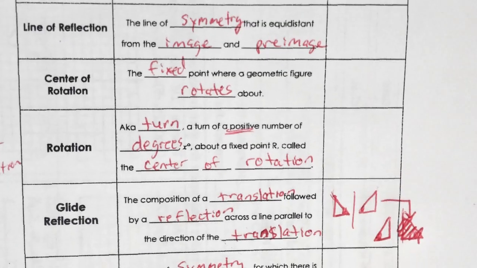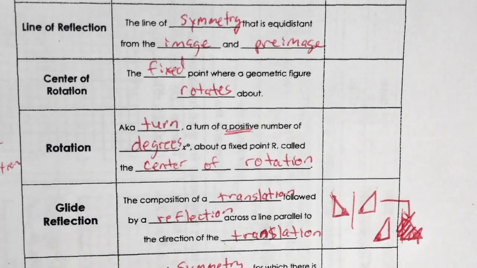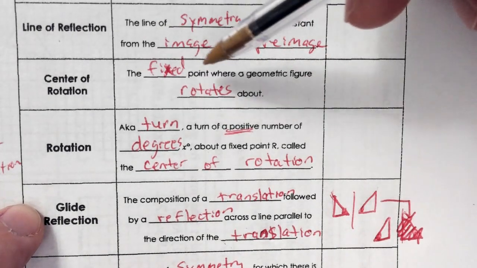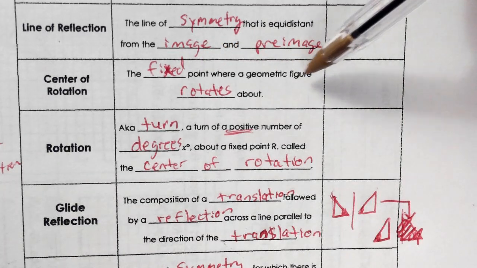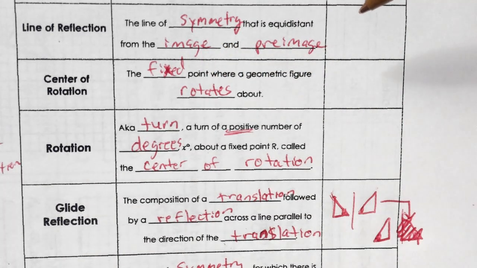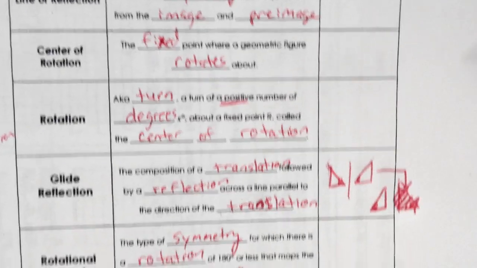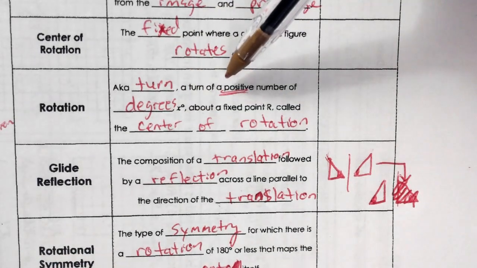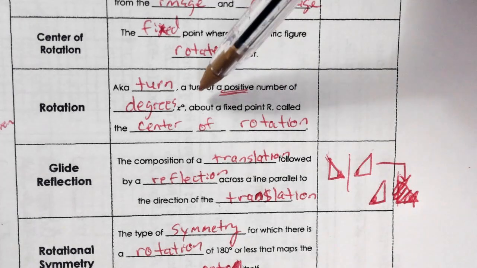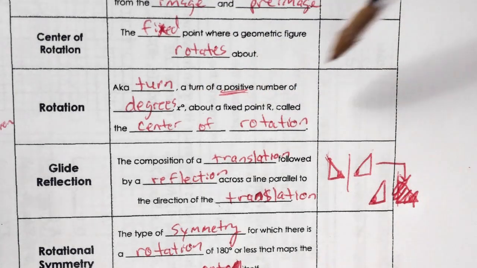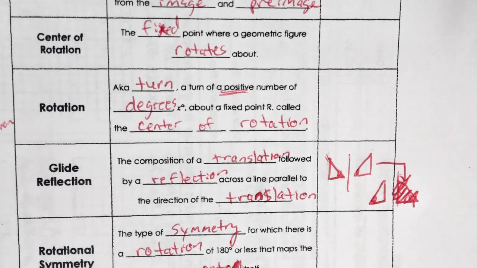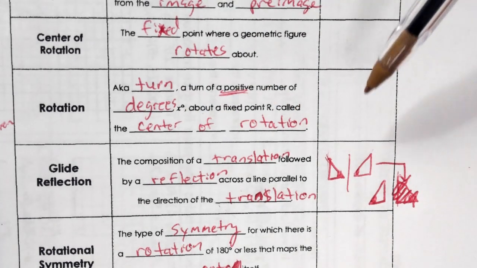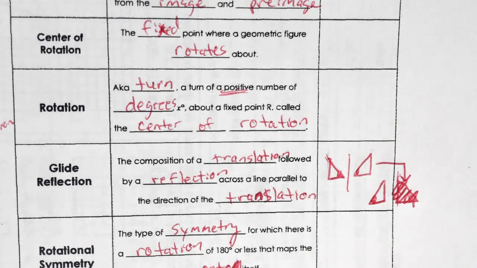All right, reset a little bit. Okay, center of rotation. That is the fixed point where a geometric figure rotates about, and which we'll have more practice with later. Rotation, aka a turn of a positive number of degrees about a fixed point. Now we could say clockwise or counterclockwise, but it's always going to be positive. Okay, and that point that you're rotating around is called the center of rotation.